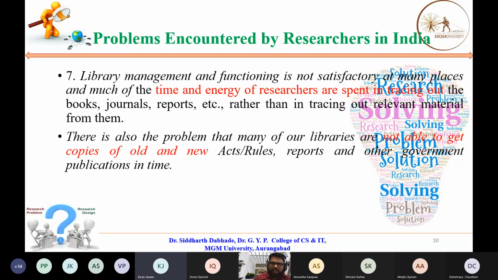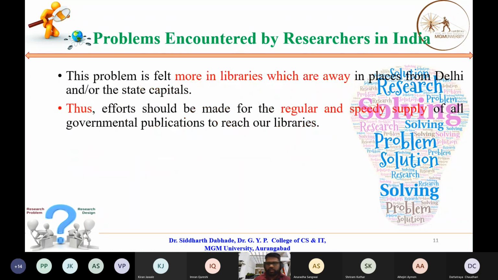So that is kind of lacking in our research institutes, in our academic institutes, right? That's why so many students and so many people are facing so many difficulties and problems because of this lacking. New acts, new rules, new reports have been generated by the governments, so we need to adapt the latest acts, rules, and reports.